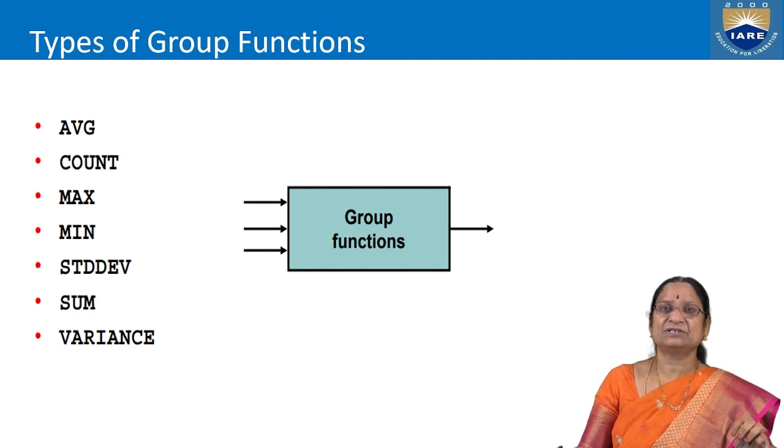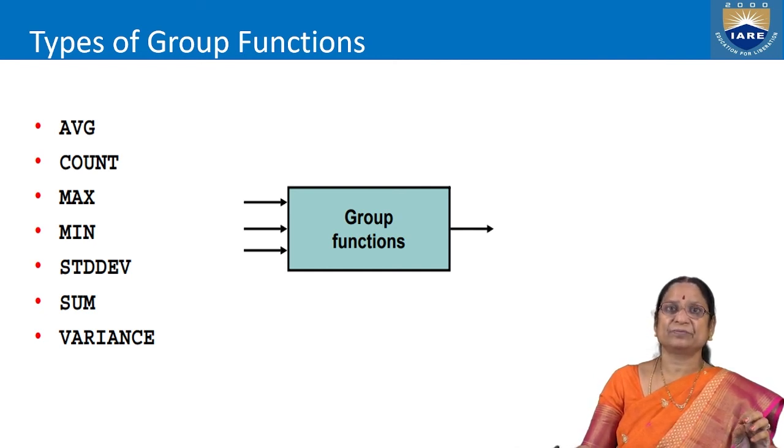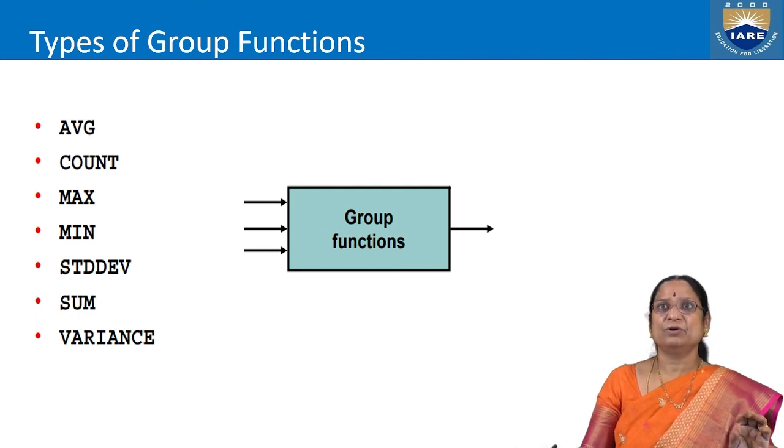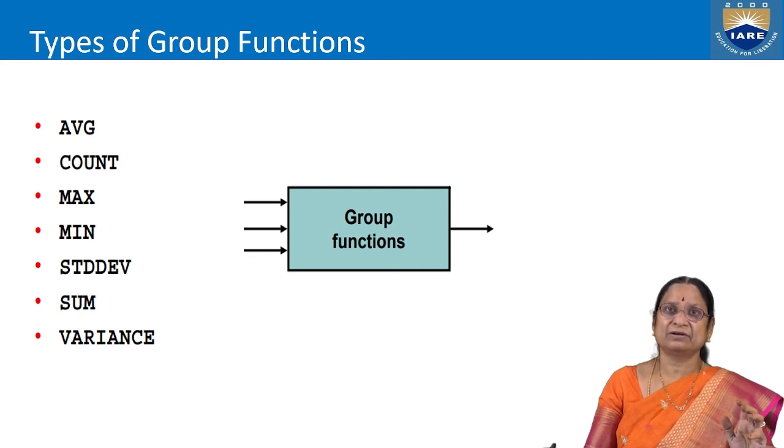Aggregate functions are used to get the aggregate values of certain attributes. SQL supports aggregate functions: average, count, maximum, minimum, sum, variance, etc. We'll discuss these aggregate functions in the next lecture, while discussing the SELECT statement along with the GROUP BY clause.